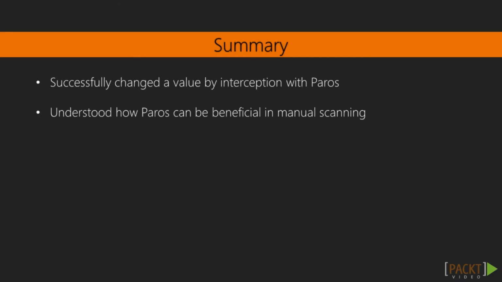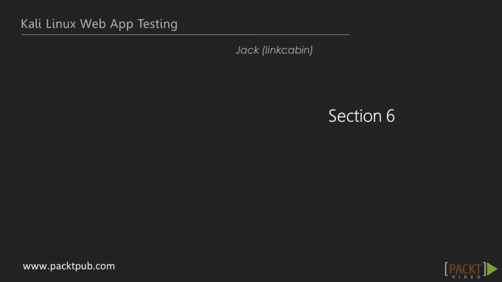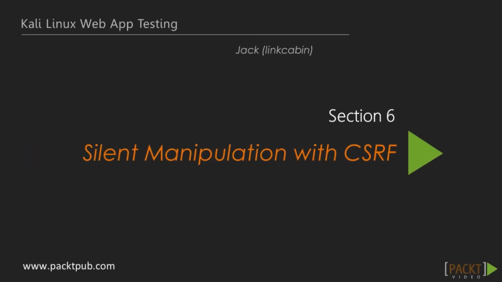So in this video, we've successfully changed the value by interception with Paros. And we've also understood how Paros can be beneficial in manual scanning. It allows us to view all the pages and see different parameters, and it's much easier than automated vulnerability scanners. It gives us the freedom of being able to change values, but it also gives us the ability of crawling, which allows us to see all the pages that are available from the crawler's perspective. So in the next video, the next section is going to be called Silent Manipulation with CSRF.